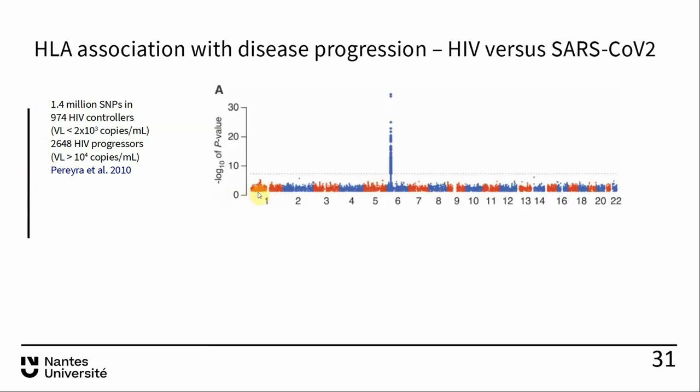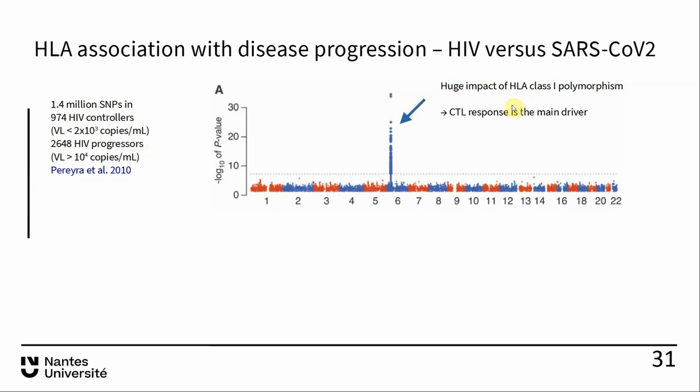Okay, so each of these numbers down here represents a chromosome from 1 to 22, and this is the significance of the association with the single nucleotide polymorphisms at each position in the genome. And what you can see here is one huge peak of SNPs coming up in chromosome 6. And when you look closer at where this is, these are all around the HLA class 1 locus. So there's a huge impact of HLA class 1 polymorphism on this control of virus replication after the primary infection.